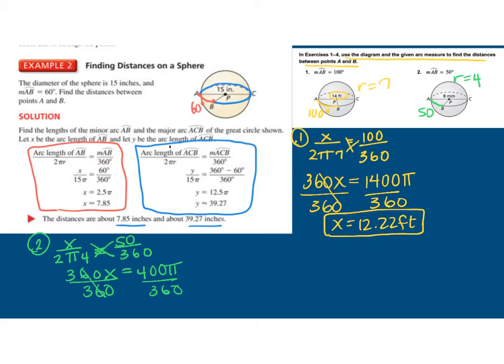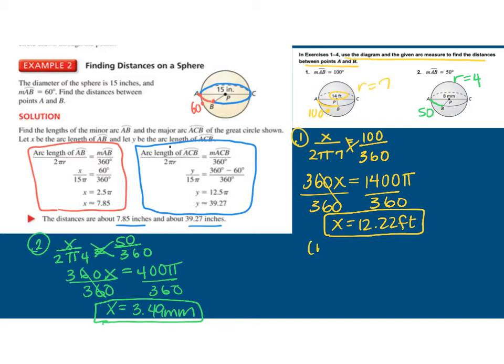Which is approximately 3.49 millimeters. I just realized I did not find the major arc on number 1, the distances between point A and B. Yeah, I think we need to find the major arc too. So let's go back to number 1.